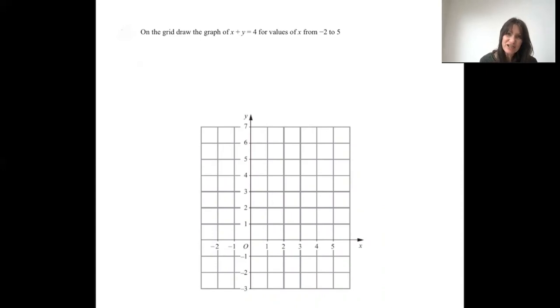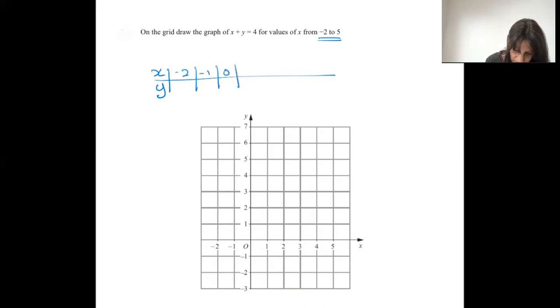Okay, so if I need to draw a graph, I'm going to need coordinates. Coordinates are going to come from a table of values. So I've got my X values and my Y values. I've been told to do it from -2 to 5, sorry. And if you look at the axes here, my X axis is -2 to 5. So that really is mirroring the question. So we've got -2, -1, 0, 1, 2, 3, 4, 5.